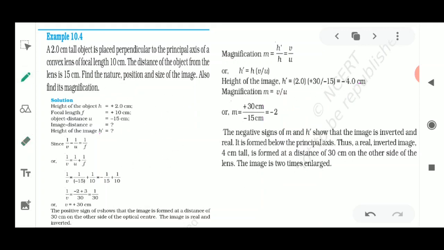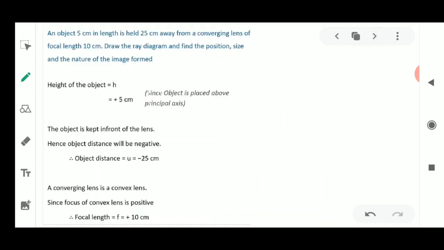It is twice the object height. Okay, so this was the second question, and now we are going to get the third numerical, which is written here on the next slide.